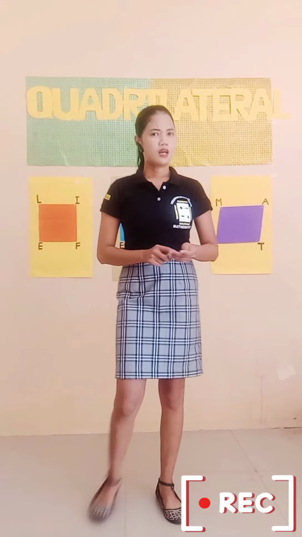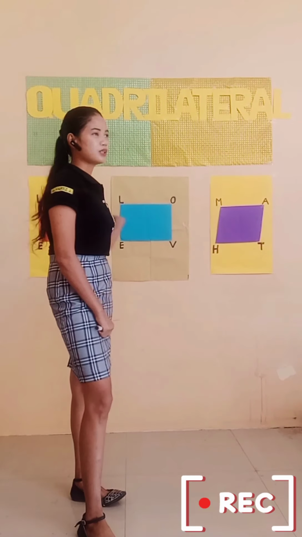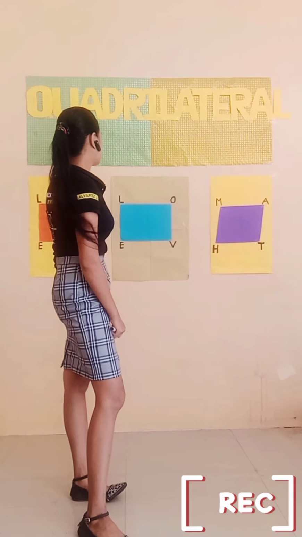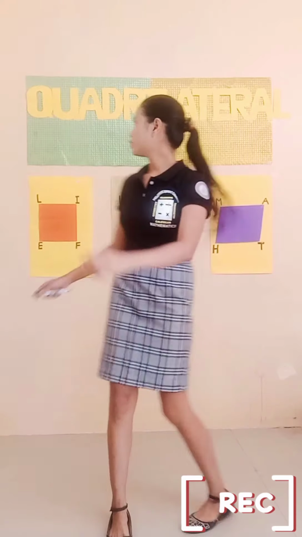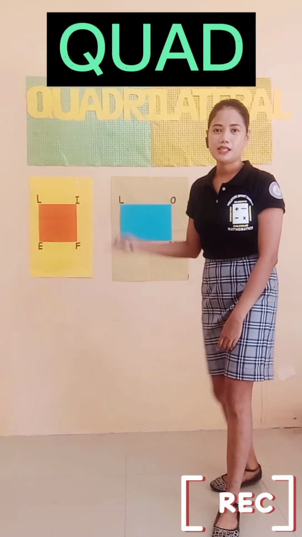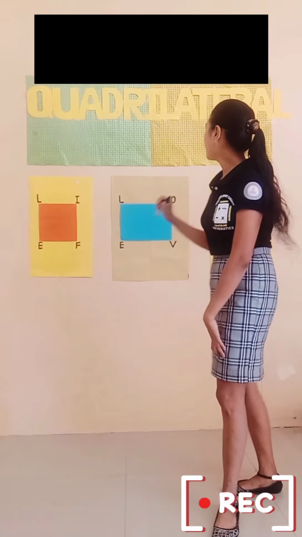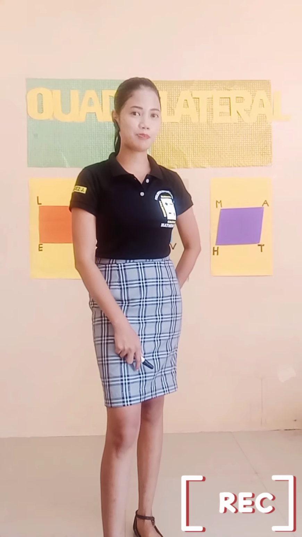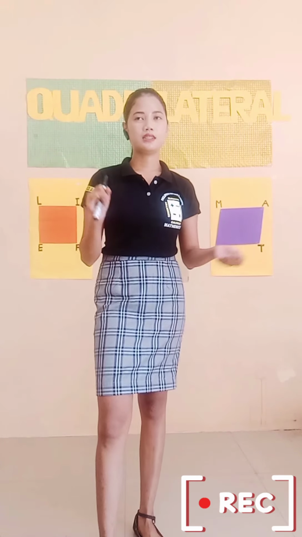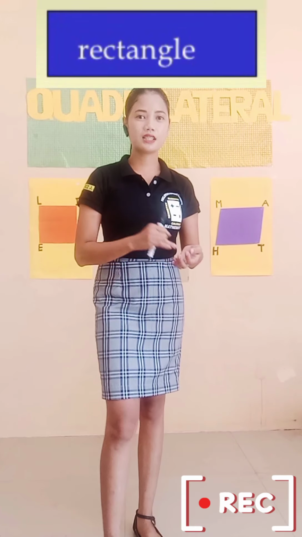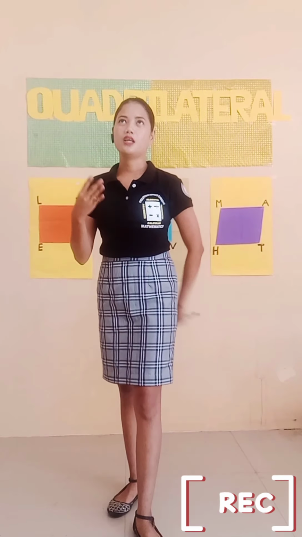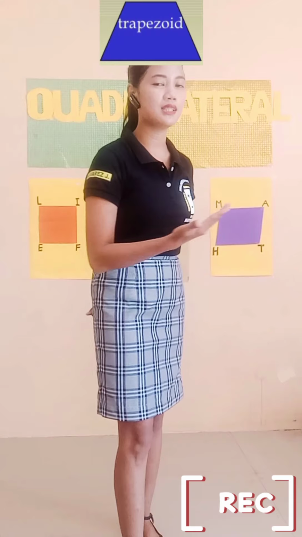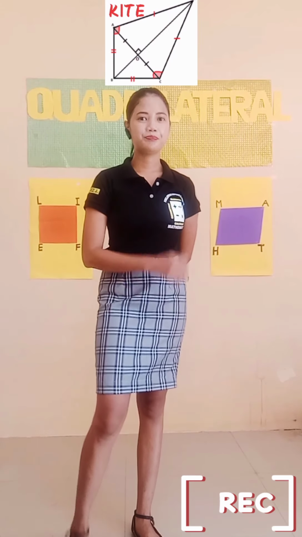So, let's look at this word properly. Basically, quad means four, and lateral means side. There are 6 types of quadrilateral, namely the parallelogram, rectangle, square, the rhombus, trapezoid, and lastly the triangle.